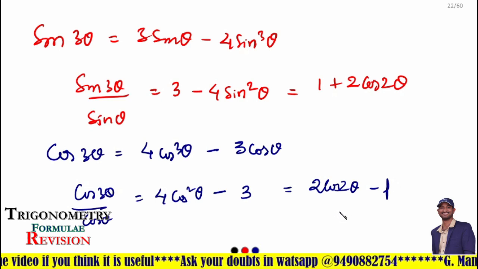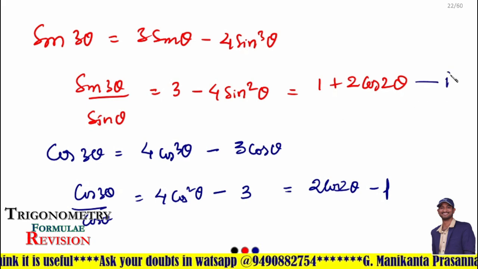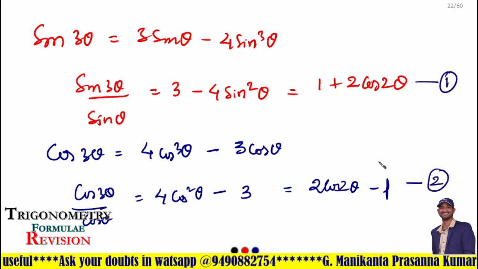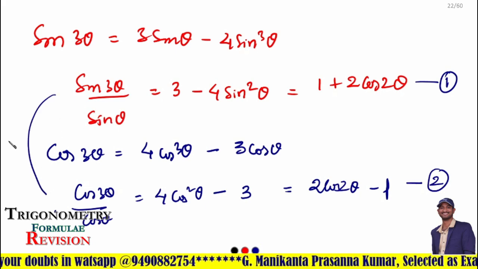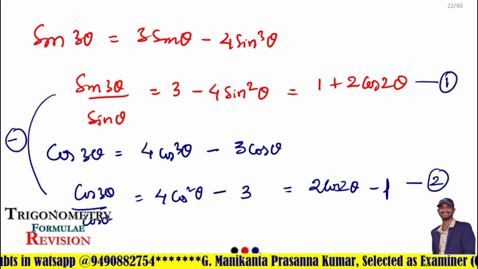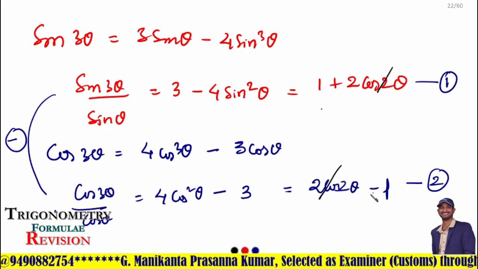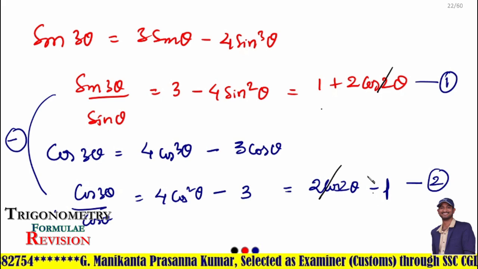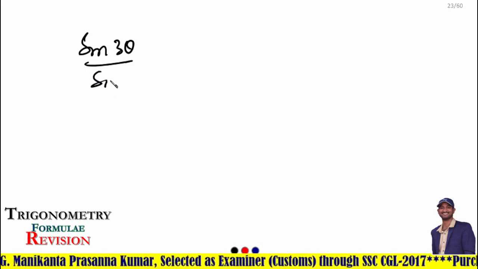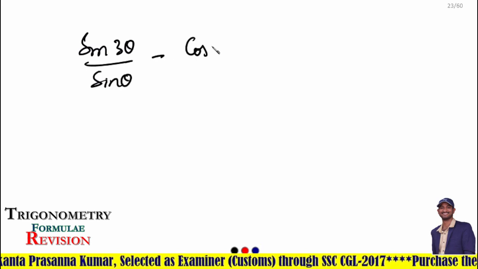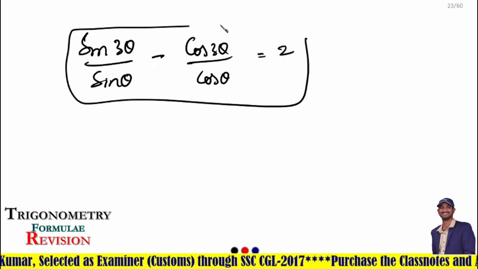Okay, is it clear? If you take this as the first expression and that as the second expression, and subtract the second from the first, tell me what is the answer? 2 cos theta cancels, and 1 minus of minus 1 is 2. So there is one formula you have to remember: sin 3 theta by sin theta minus cos 3 theta by cos theta is always equal to 2.